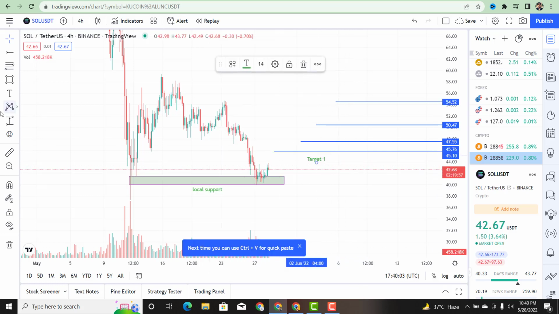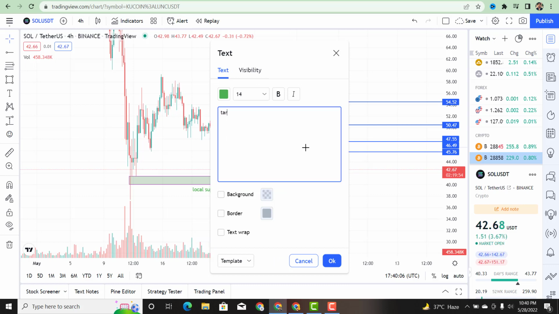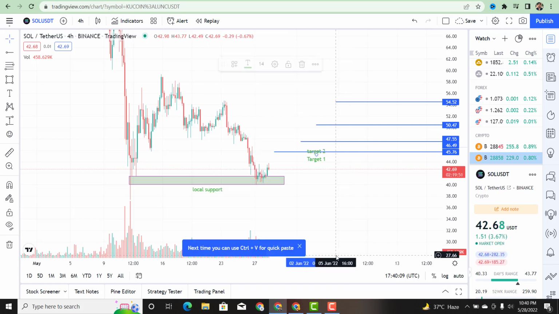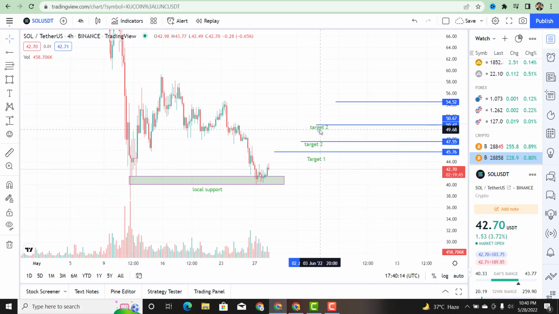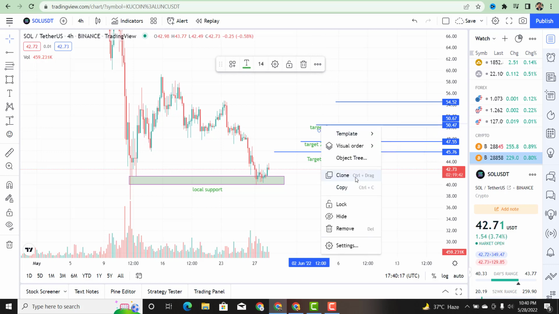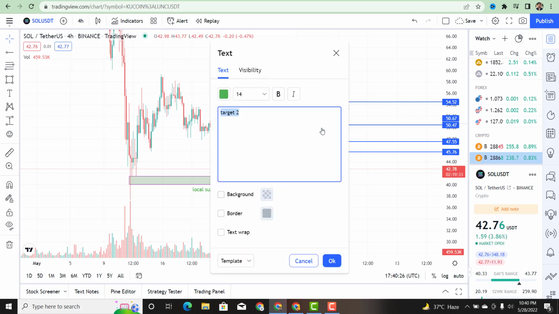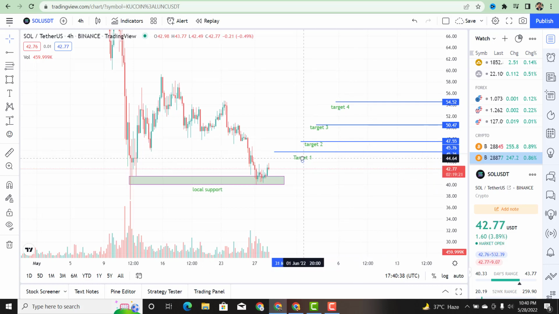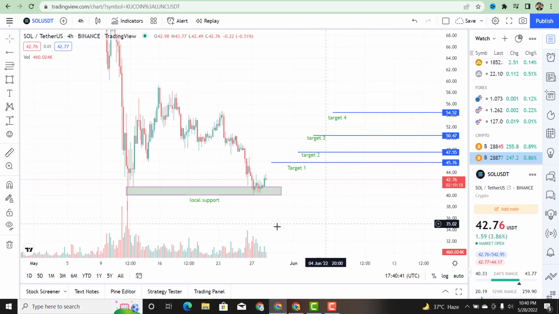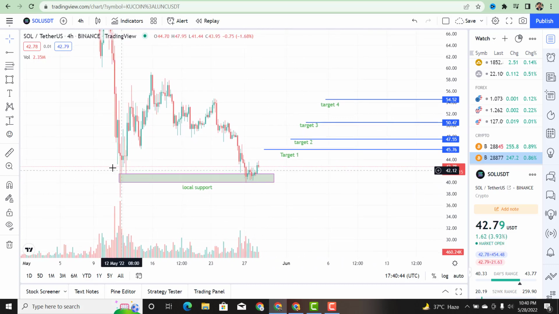Let's do target 1. Let's do target 2. So let's do this target 2. Clone. Target 3. Control plus drag. Okay, let's do this. Control. Oh, that's handy. Target 3. And this is going to be target 4 for the immediate short term for Solana. So these are the targets I'm going to look out for in the current scenario.